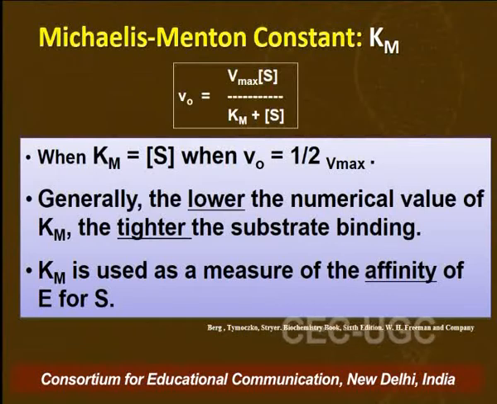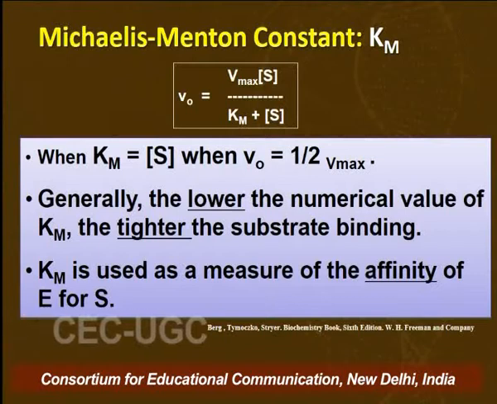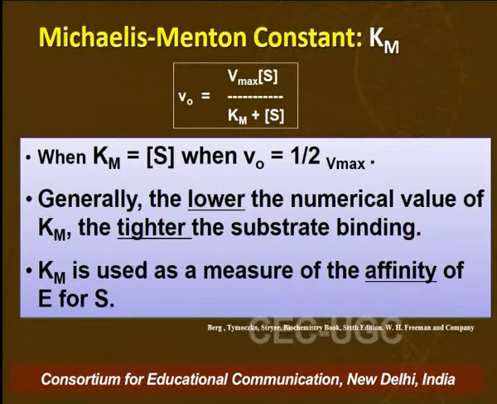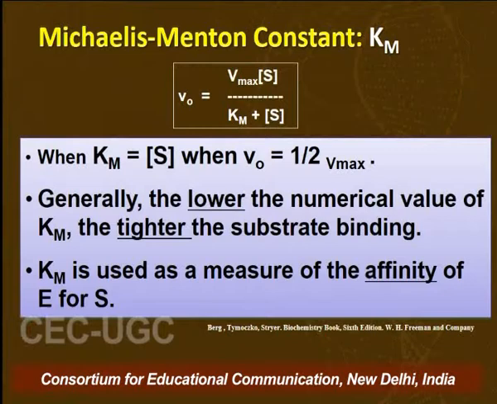Now, if we see over here, the Michaelis-Menten constant is called the Km. We just discussed that V naught is equal to Vmax S divided by Km plus S. So, Km is basically the Michaelis-Menten constant, which is the substrate concentration when the velocity is half maximum. If we see the plot, wherever the half maximum velocity has been reached, that particular substrate concentration is called the Km value.